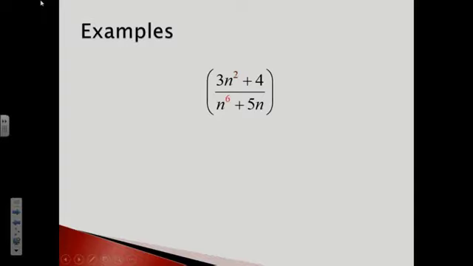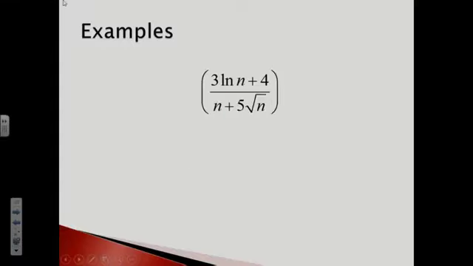The following example illustrates the case where the numerator is a polynomial whose order is less than that of the denominator. Find the limit of (3n squared plus 4) divided by (n to the 6th plus 5n). This sequence converges to 0.